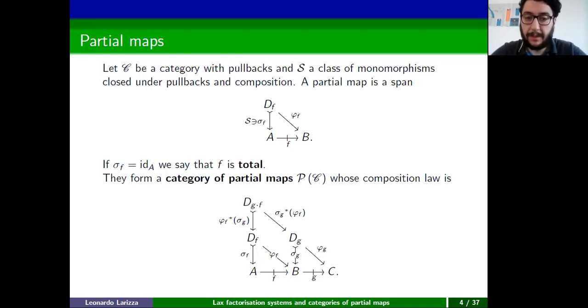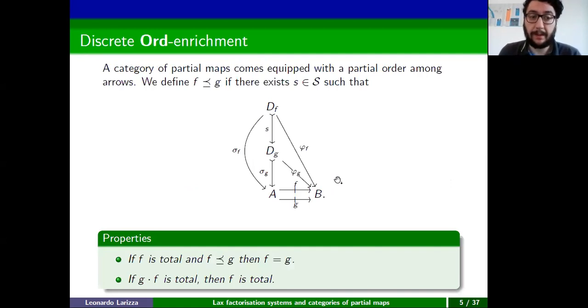These partial maps, with the objects of the category C, form a category, the category of partial maps built on C, along with a composition law that is defined via pullback. So whenever we can write in sequence f and g, the composition will be built via pullback. And by the property of S, we know that this is again a partial map.